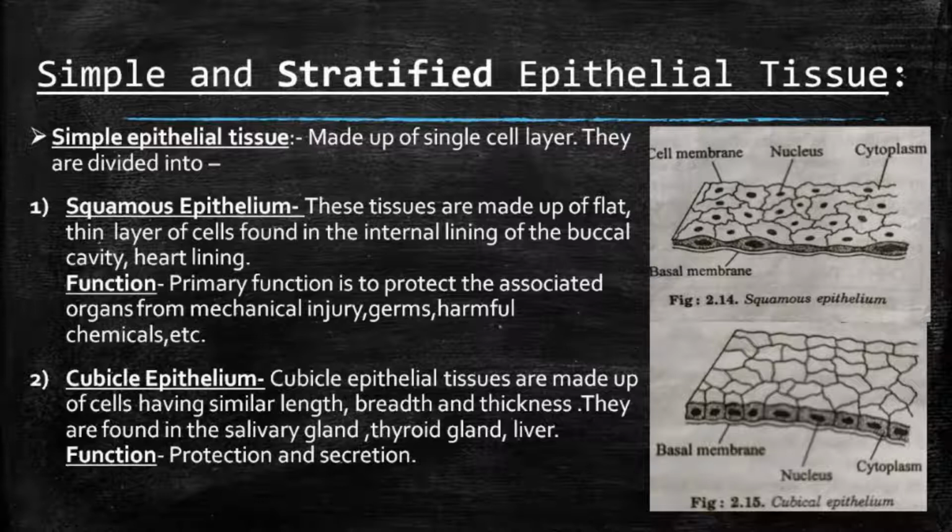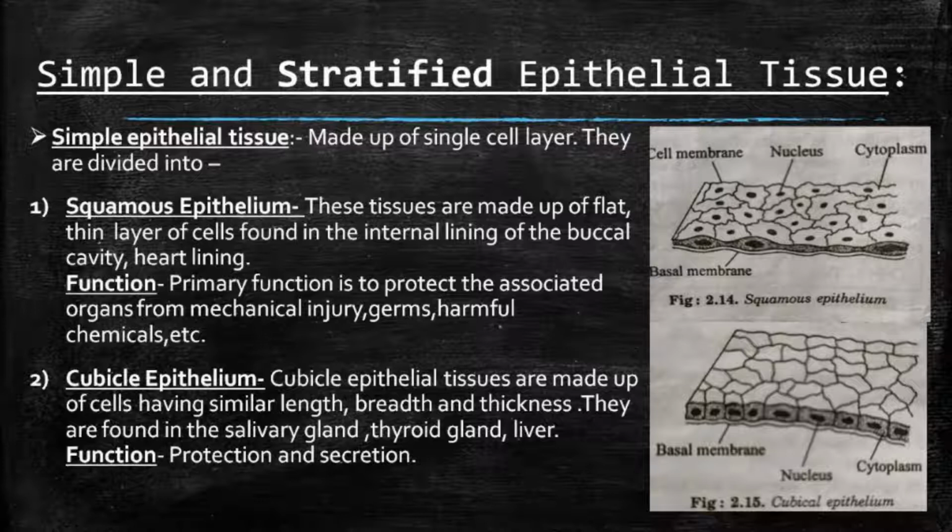Squamous epithelium. These tissues are made up of flat, thin layer of cells with a prominent nuclei closely packed. They are found in the internal lining of the buccal cavity and the heart lining. The function of squamous epithelium is to protect the associated organs from the mechanical injury, germs, harmful chemicals, etc.